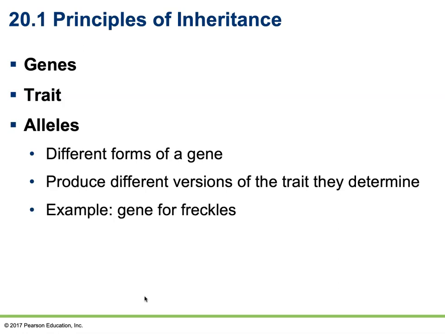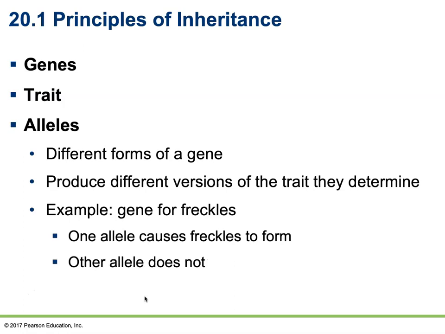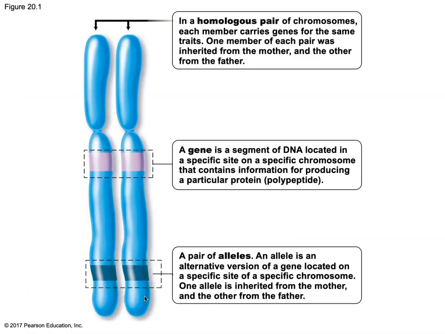So in humans, an example of this could be the gene for freckles. There's one gene; one allele will code for freckles, another allele will code for no freckles. Just like in plants, one allele will code for a tall plant, one allele will code for a short plant. What we find is that these alleles can actually be found at the exact same location on different chromosomes.